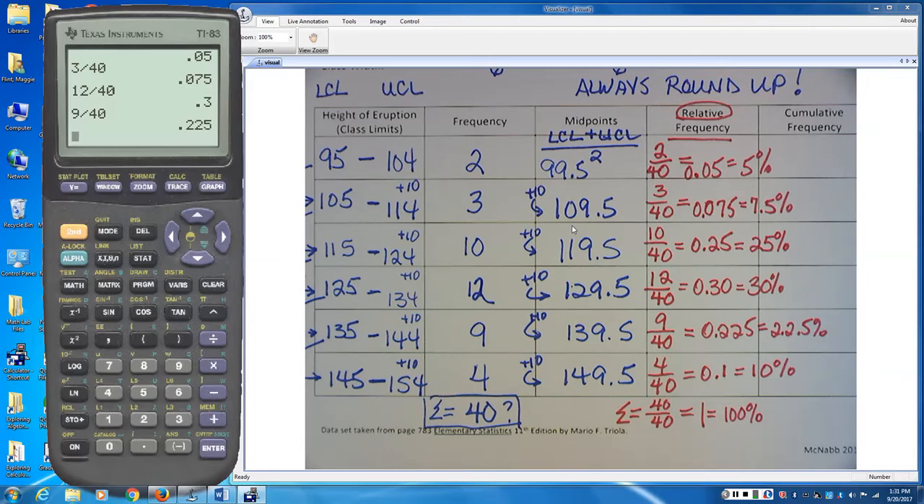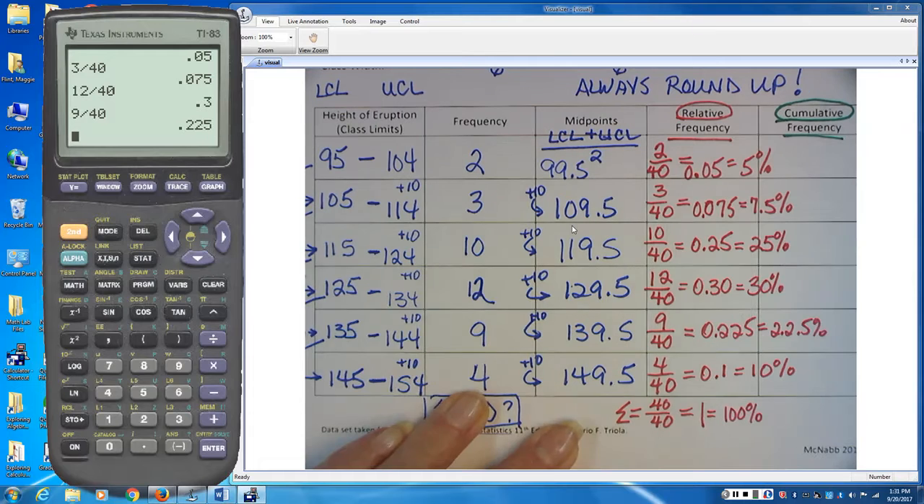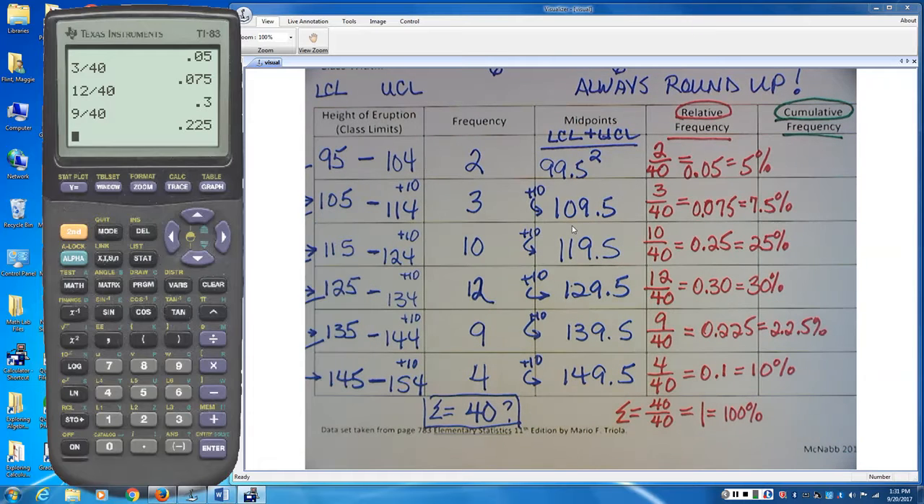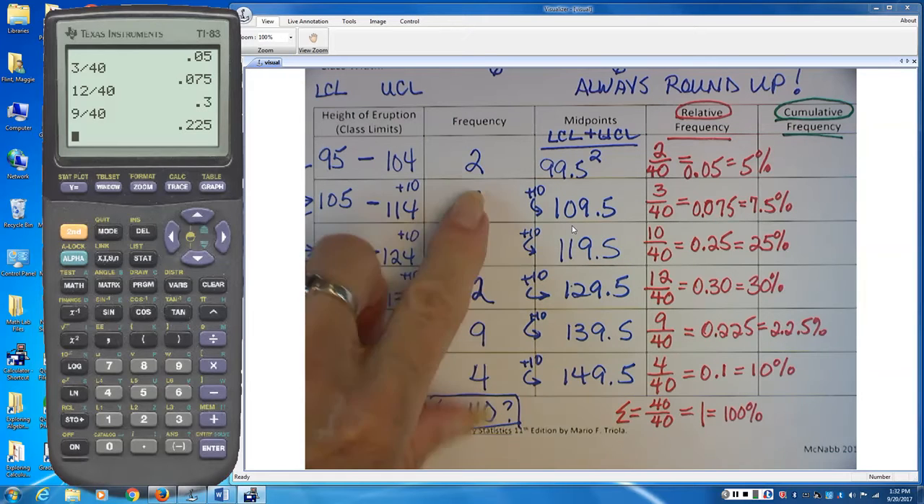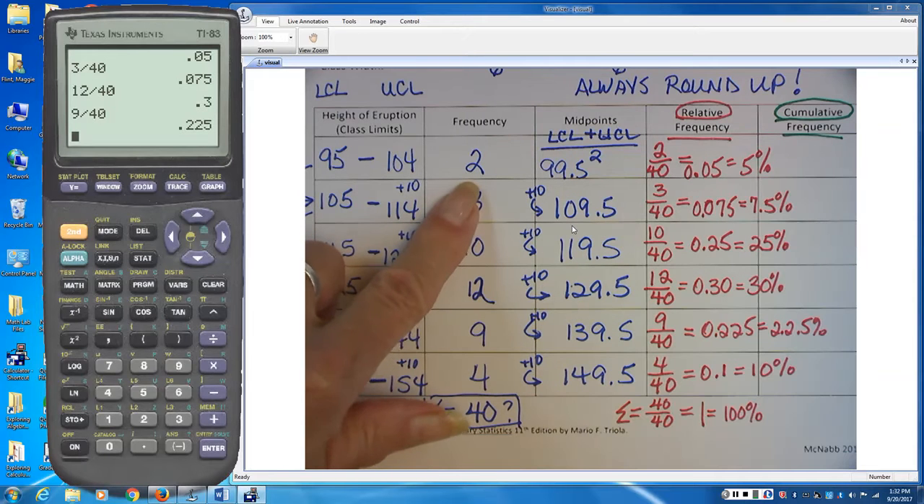So now we have one more thing. We have something called cumulative frequency. And the word cumulative comes from the word accumulate. What do you do when you accumulate things? Yeah, you add them together, you bring them all together and make a total out of it. So what that means is the cumulative frequency at the first class is the frequency of the first class, because at that point, that's all you got.